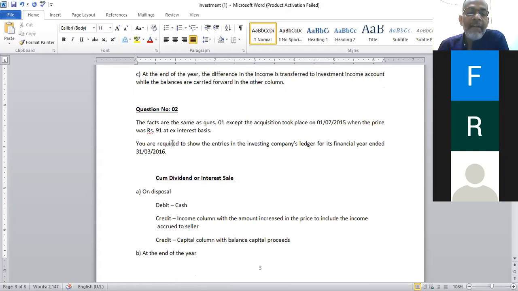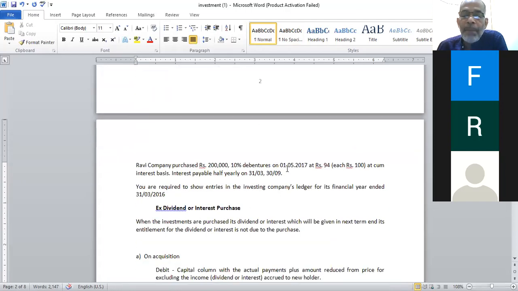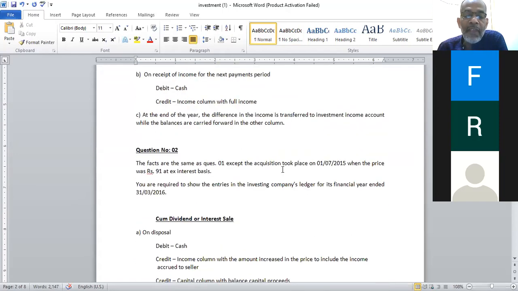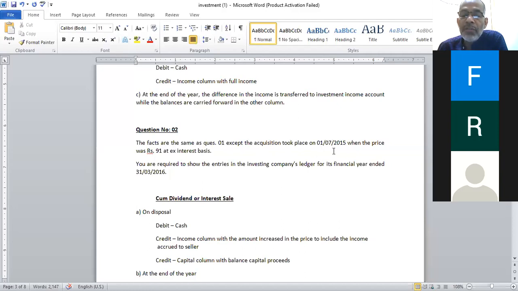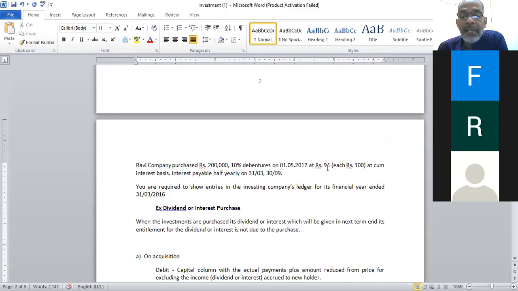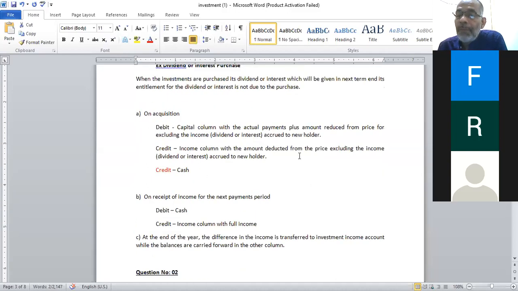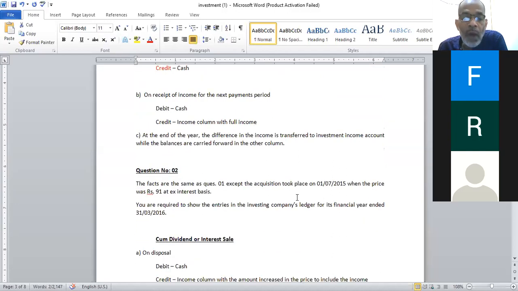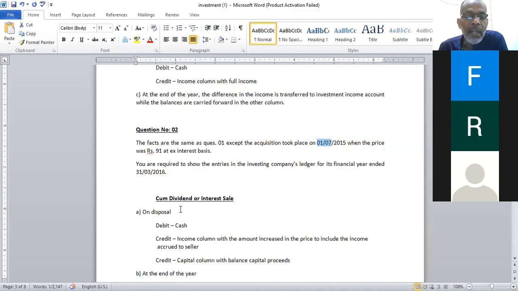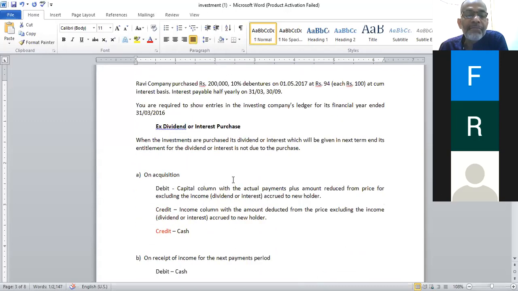With the same data given in question number 1, except the acquisition took place on 1st July 2015 instead of the earlier date. In example number 1 you purchased on 1st May 2017. Now the total purchase took place on 1st July 2015 when the price was 91 on the exclusive or ex-interest basis. Question number 1 was 94 cum, here it is 91 ex. That is the difference, and the date is also different, 1st July. You are required to show the journal entries in the investing company ledger for its financial year ended 31st March 2016.